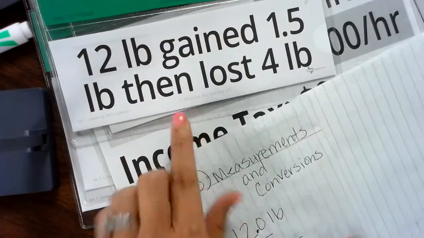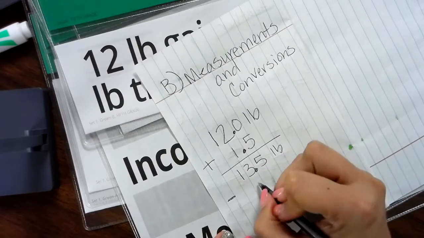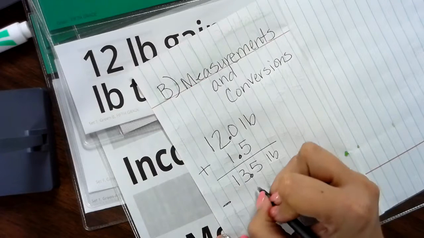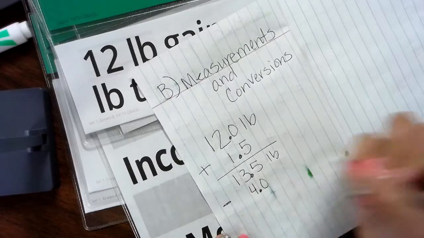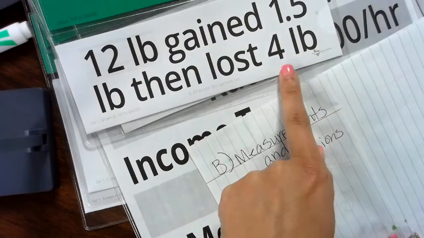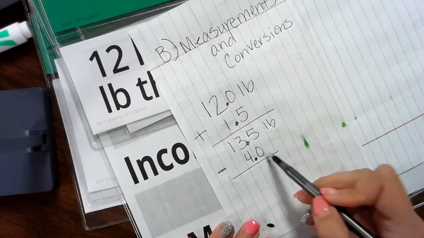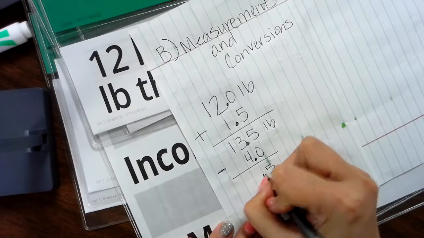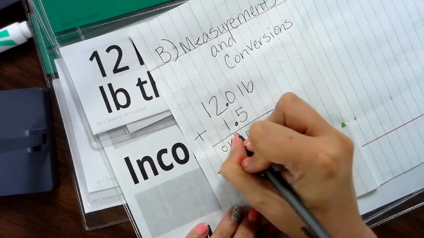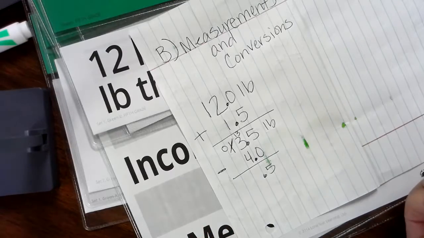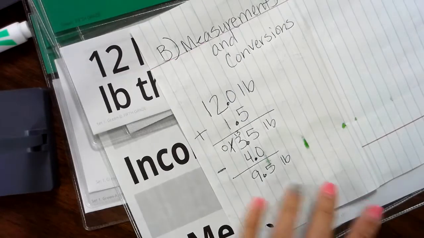But then I lost 4 pounds. Well, to lose means I'm going to subtract. And I have 4. I have to line up my decimal. The 4 is not going to go here. It's going to go right here. So 4.0. Okay? That decimal's at the back of the 4. And then I lost it, so I'm subtracting. 5 minus 0 is 5. Bring down my decimal. I can't take 4 away from 3, so I borrow. This becomes 0. This becomes 13. So then I'm left with 9. So I weigh 9.5 pounds.